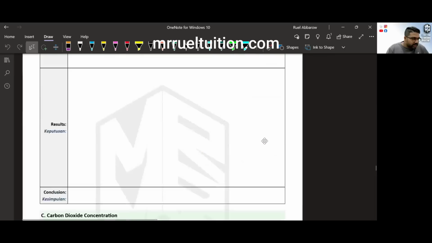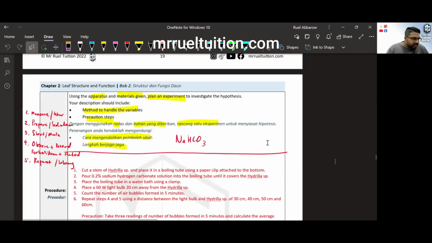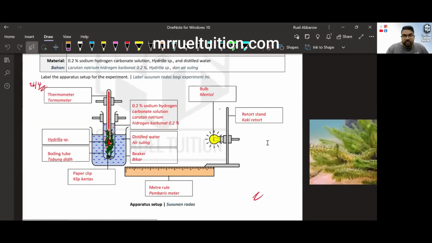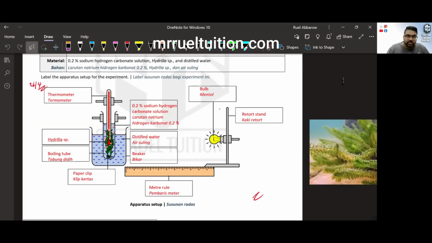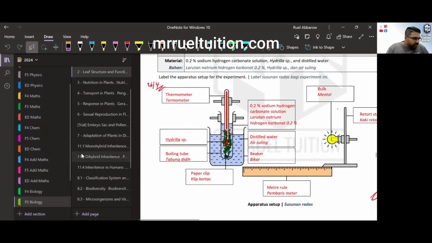So this is the setup. Basically, this is how it's going to be. If you are manipulating the carbon dioxide concentration, we are actually going to change the concentration of the sodium hydrogen carbonate solution. Right? So you're going to count the number of gas bubbles that form inside this boiling tube. Okay. Now back to the question.